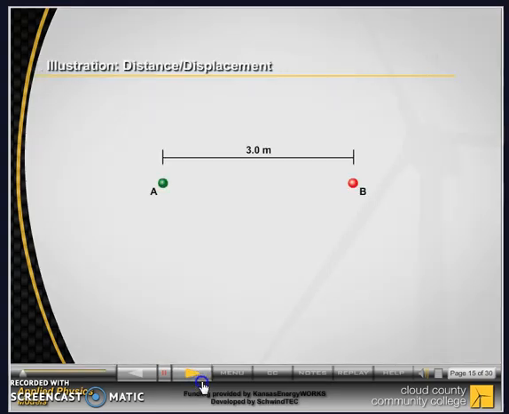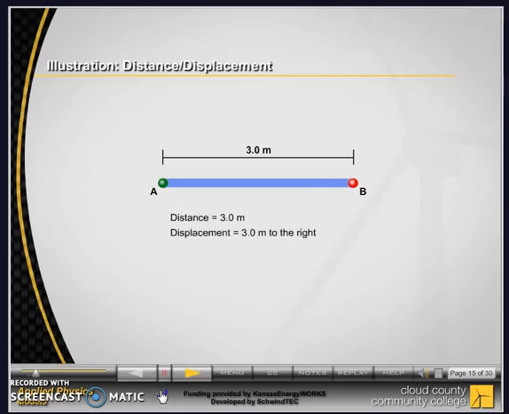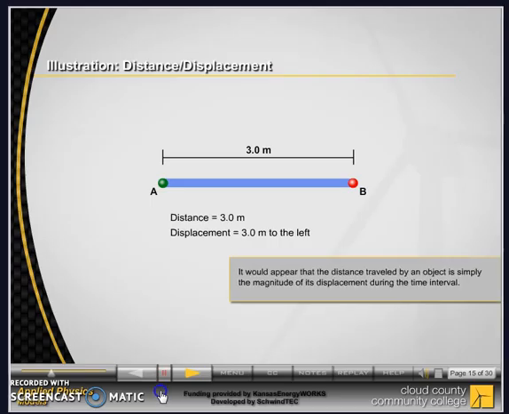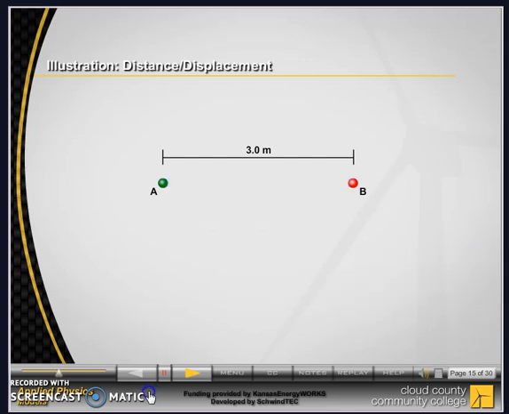Suppose that you have 2 points, A and B, that are 3 meters apart. If you were to start at A and go to B, you would travel a distance of 3 meters and your displacement would be 3 meters to the right. If you were to start at B and go to A, you would travel a distance of 3 meters and your displacement would be 3 meters to the left. So it would appear that the distance traveled by an object is simply the magnitude of its displacement during the time interval. However, consider the following trip.